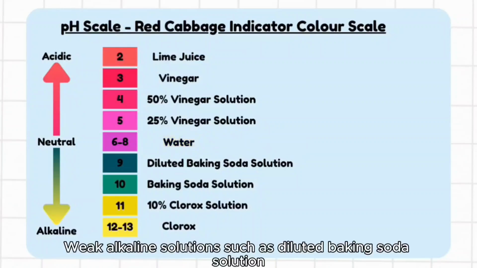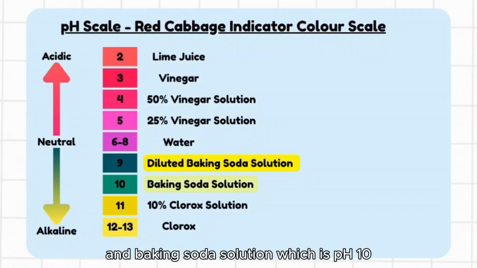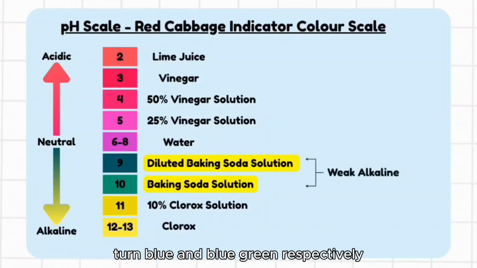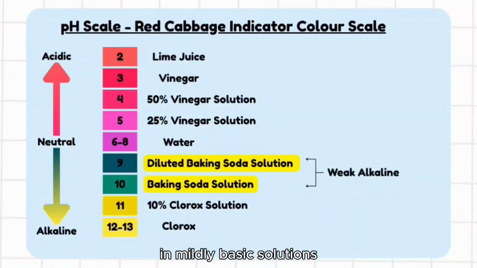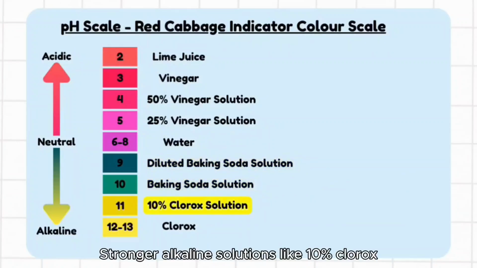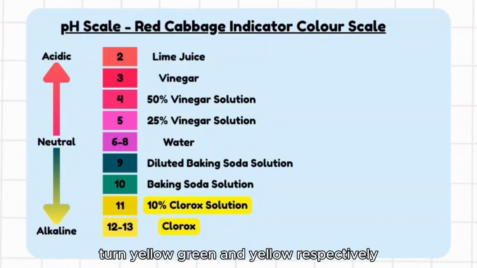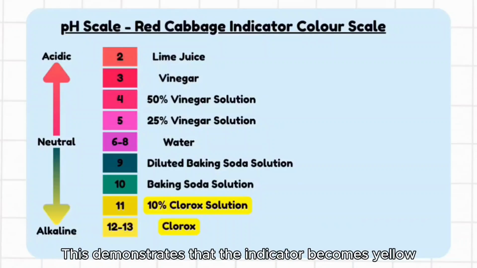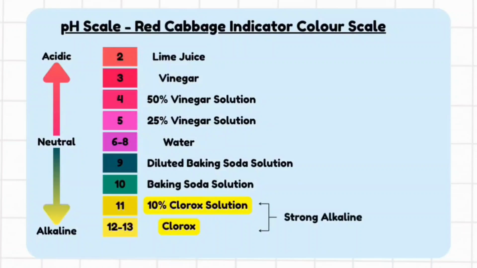Weak alkaline solutions such as diluted baking soda solution, which has a pH value of 9, and baking soda solution, which is pH 10, turn blue and blue-green respectively. This shows that red cabbage indicator changes to blue or blue-green in mildly basic solutions. Stronger alkaline solutions like 10% Clorox, which is pH 11, and pure Clorox, which is pH 12 to 13, turn yellow-green and yellow respectively. This demonstrates that the indicator becomes yellow-green or yellow in strong alkalis, which have a high pH value.